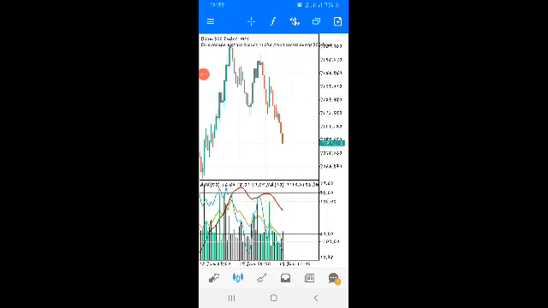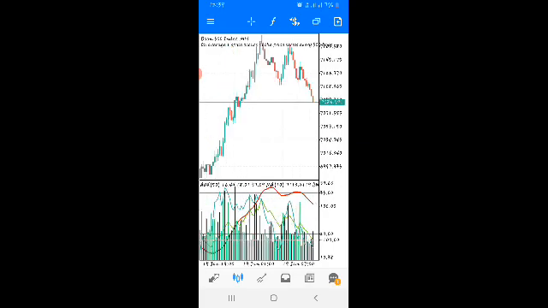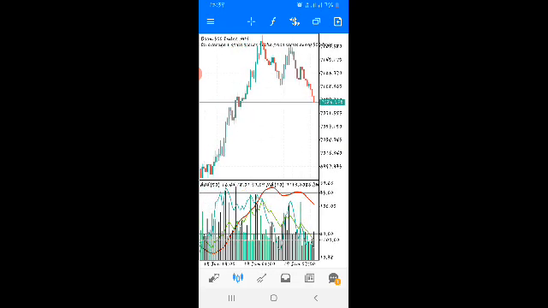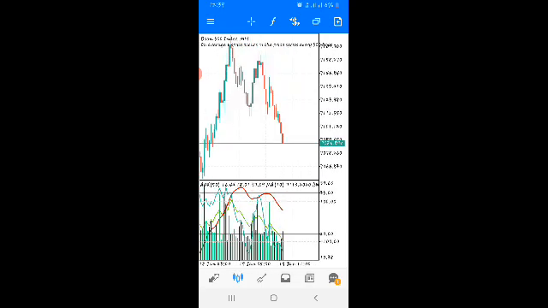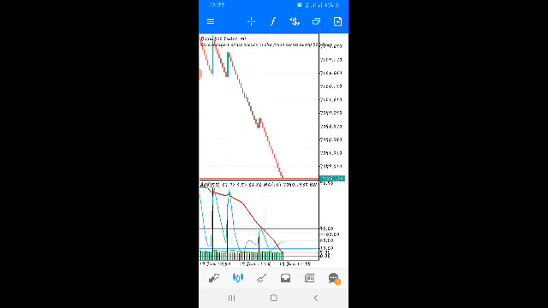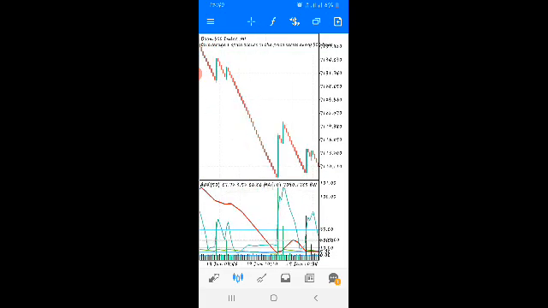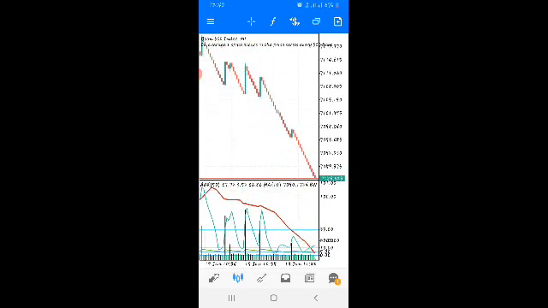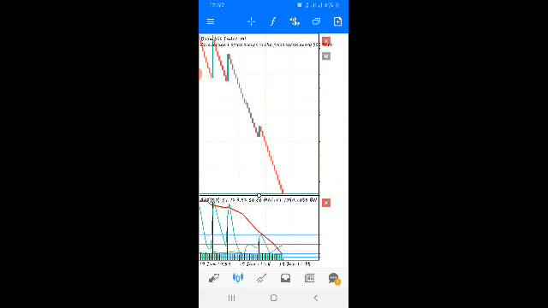Okay guys, this is a continuation of the previous video on how to catch spikes on Crash and Boom. Right now, using the 15-minute time frame, it's giving us a sell condition. The red moving average has crossed below the green moving average, which indicates a sell for us.